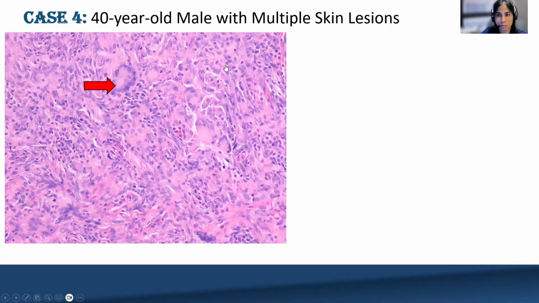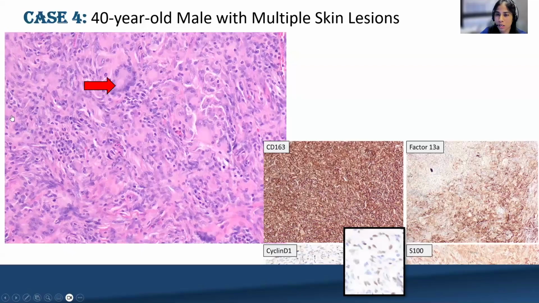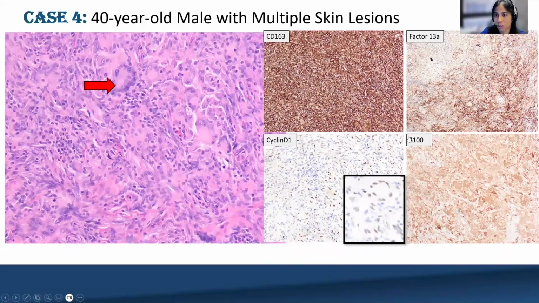This is a patient with multiple skin lesions. You can see here this multinucleated cell. This is what we call Touton type giant cells in a background of spindle to epithelioid histiocytic proliferations, which showed diffuse expression of a dermal macrophage phenotype characterized by CD163 and factor 13A expression, had some variable cyclin D1 expression, and diffuse expression of S100.